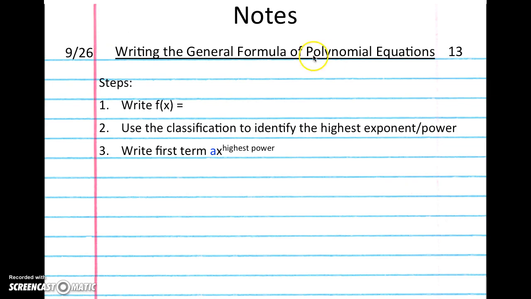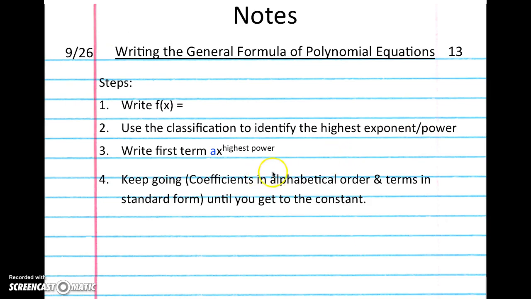Next, we're going to write the first term. Now, our first term is always going to begin with the coefficient a. If you notice, the coefficients are going in alphabetical order. And since we're going to do this in standard form, the first term will have the highest power as well. And then we just keep going with our coefficients in alphabetical order. So the next coefficient should be b. And our terms, again, are in standard form. So it's going to be the next highest power. And we're going to keep doing that until we get to the constant at the very end. Don't forget that constant.